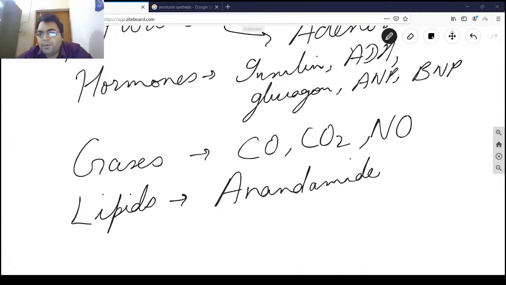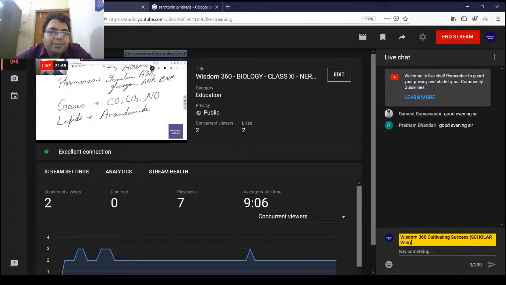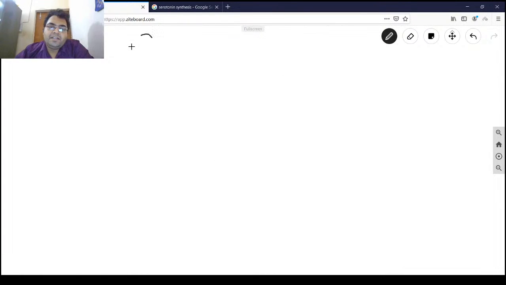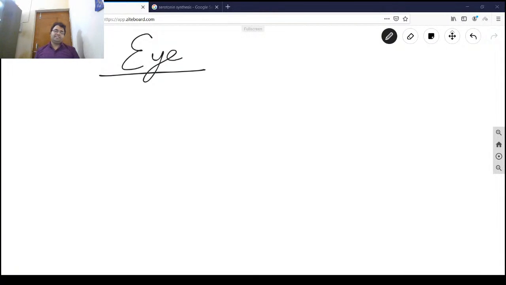So these are all about the neurotransmitters. Now we'll switch to the anatomy of the human eye. Let's talk first about the accessory structures of the human eye. I'll just show you an image and then explain the specificities to you.